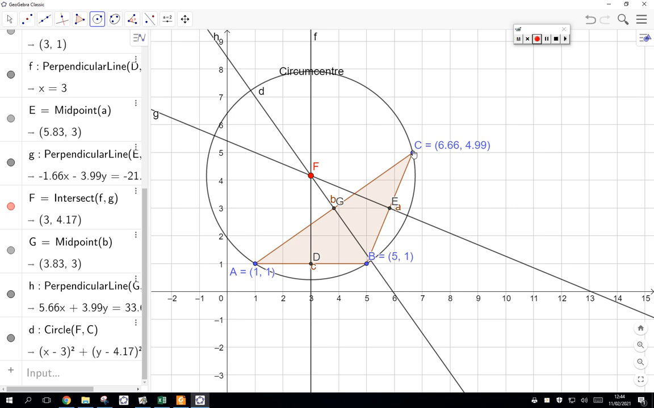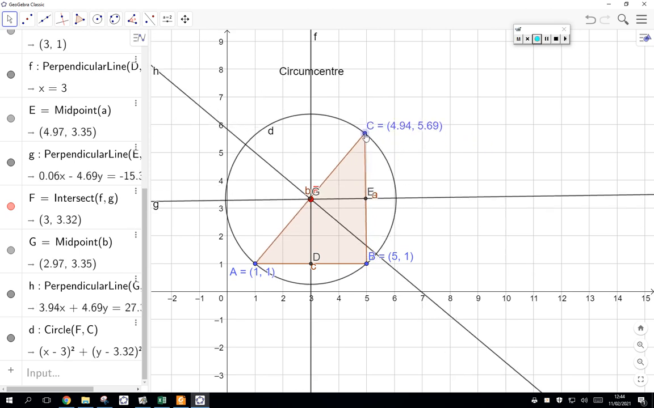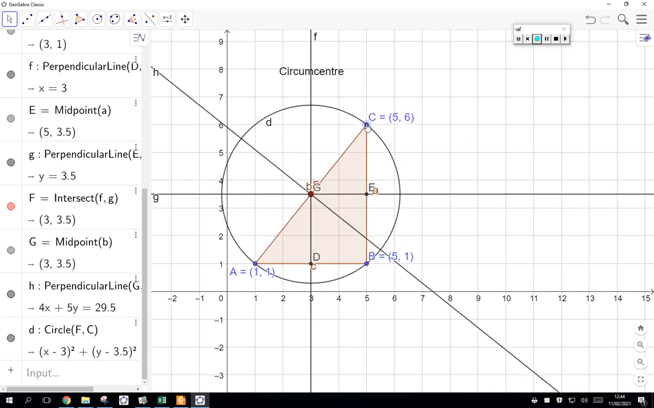And again, let me move around some of these points here. If I look at, say, a right triangle, notice the center here is exactly halfway along the hypotenuse. Remember, that's a theorem from your junior cert: if you take a diameter of a circle and draw two legs that meet at the circumference of the circle, they will meet at a right angle.